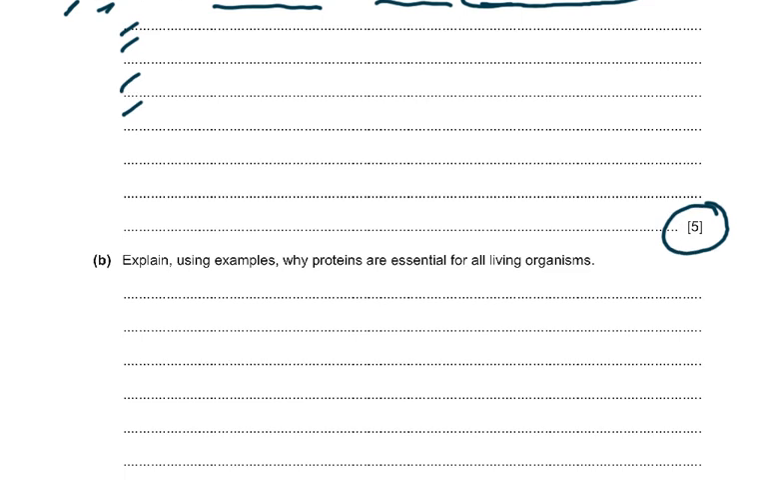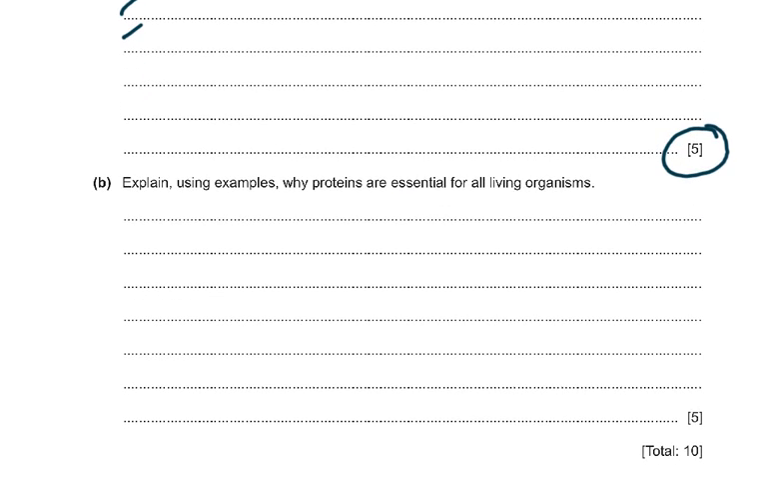Then explain using examples why proteins are essential for all living organisms. So using examples, why are proteins essential? Because we need enzymes. Why do we need enzymes? We need the enzyme salivary amylase. In the salivary glands, that enzyme is produced. So it's going to digest starch. Or you can say about the stomach, pepsin is digested.